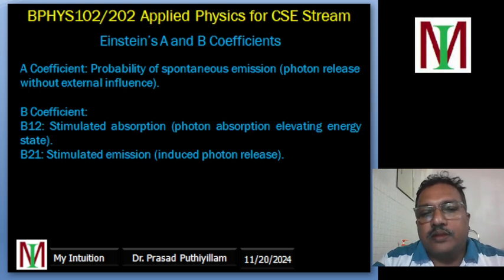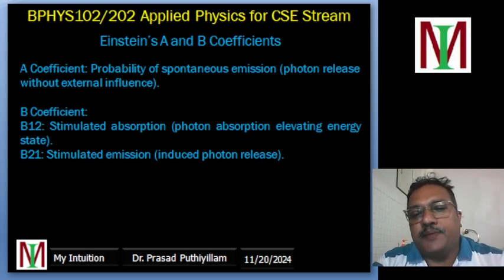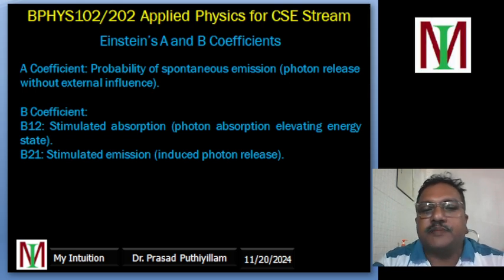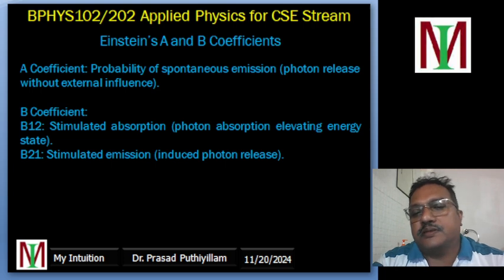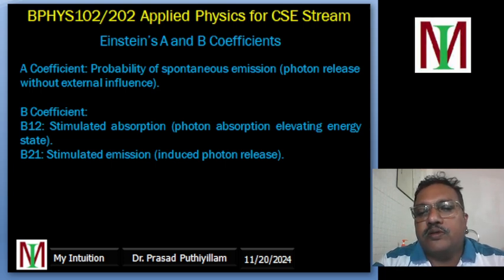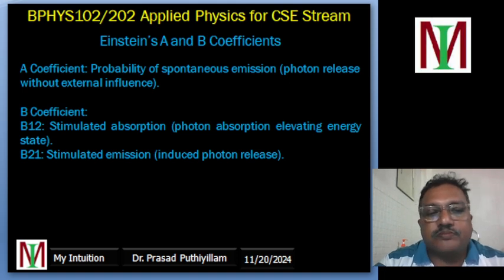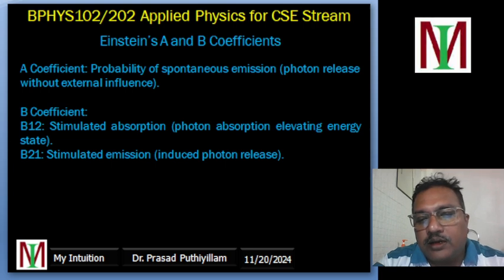Now the A coefficient, called the spontaneous emission coefficient, quantifies the probability of spontaneous emission, which is the process where an atom, after being excited, spontaneously emits a photon and transitions to a lower energy state. This is an unforced process. And the B coefficients cover stimulated emission and absorption. B12 is for the stimulated absorption.